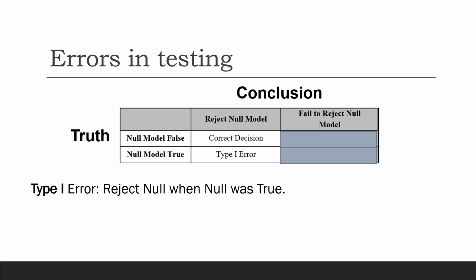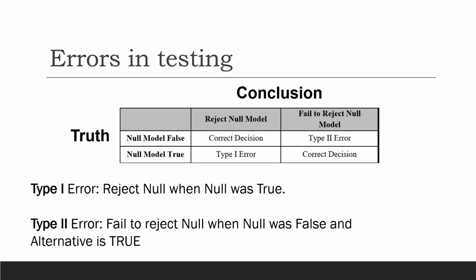How about when we fail to reject the null hypothesis? Well, if we fail to reject the null hypothesis and the null hypothesis was actually true, then that's a correct decision. But if we fail to reject the null hypothesis and it's actually false and the alternative is true, then we've made an error, and that's a type 2 error. So type 2 errors are failing to reject the null hypothesis when the null was actually false and the alternative is true.